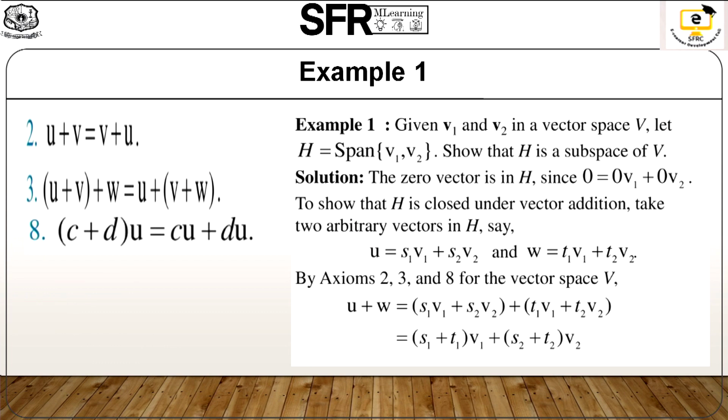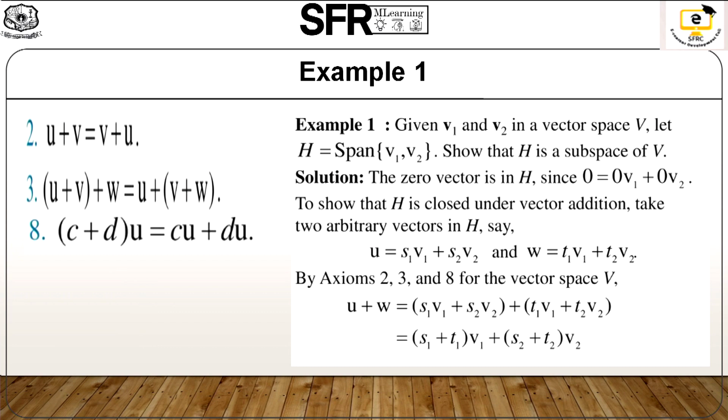We are going to see some examples for subspaces. First example, we are given that v1 and v2 are in a vector space V, and let H be the span of v1 and v2. We have to prove that H is a subspace of V. From the definition, we know that the 0 vector should be in the subspace, the second condition is vector addition, and the third condition should be satisfied as scalar multiplication. First, the 0 vector is in H, since 0 equals 0 times v1 plus 0 times v2, therefore the 0 vector is in H.